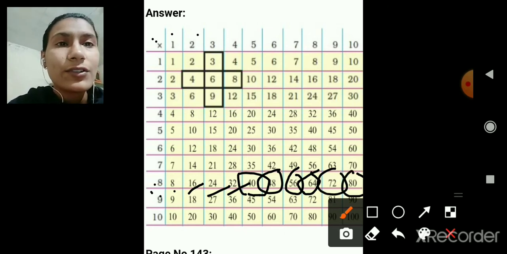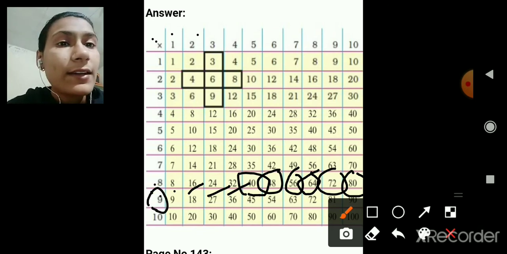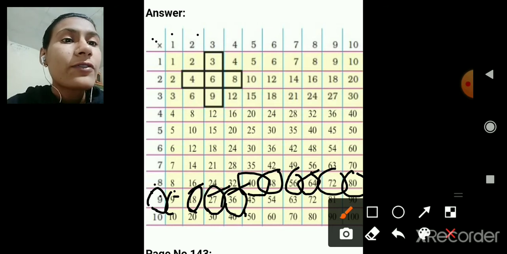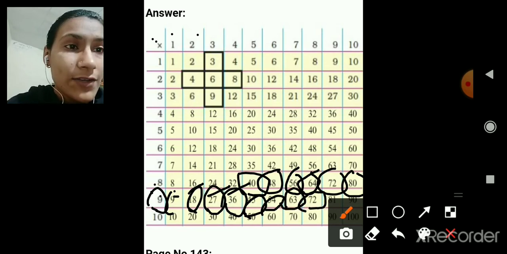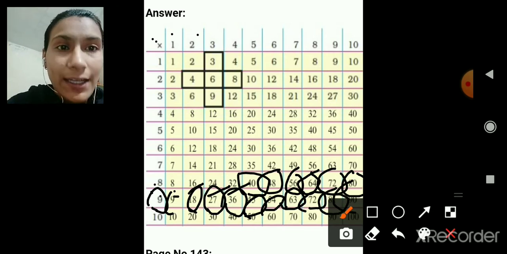Now next, you can see here 9 is there. So 9 multiplied by 1, 9 1's are 9, 9 2's are 18, 9 3's are 27, 9 4's are 36, 9 5's are 45, 9 6's are 54, 9 7's are 63, 9 8's are 72, 9 9's are 81, and 9 10's are 90.